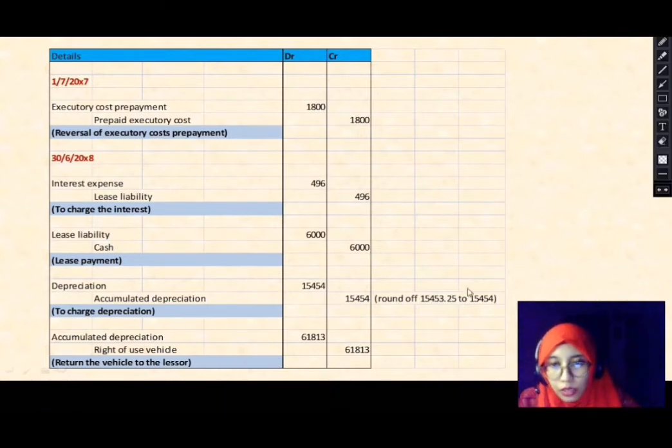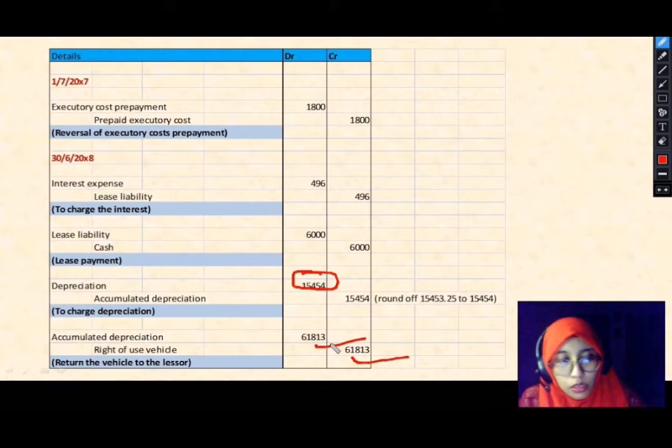So that's not applicable here. And lastly, we need to do accumulated depreciation. We need to add all the depreciation for 4 years, and then we need to return the vehicle to the lessor with this amount. Okay, so that's all from me. Thank you very much.